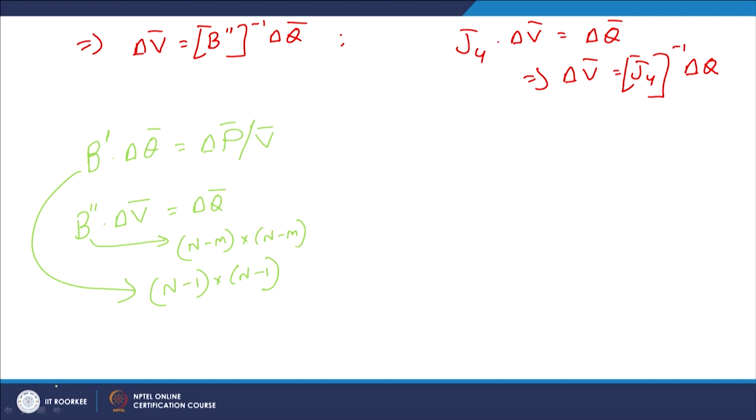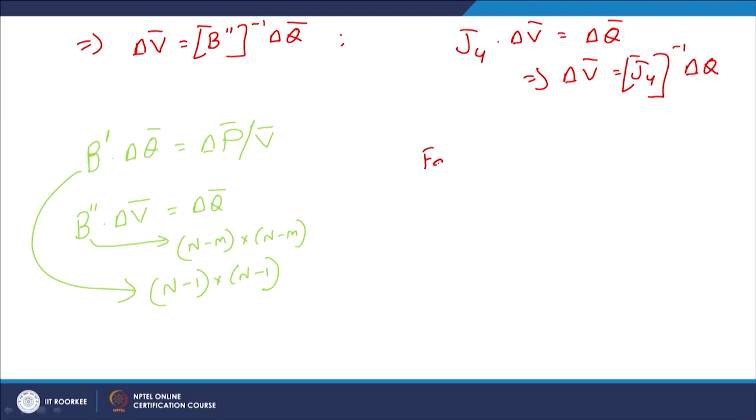So, at each and every iteration to update delta theta and delta V, what you have to do? We have to simply multiply the inverse of this B dash and B double dash matrices, which are already pre-stored, with the most updated value of delta P by V vector and delta Q by V vector, thereby making this entire load flow algorithm quite fast. That is precisely why it is called fast decoupled load flow solution.